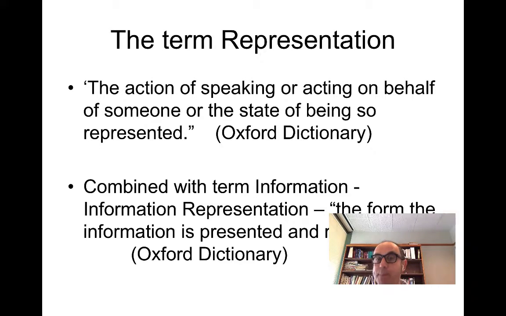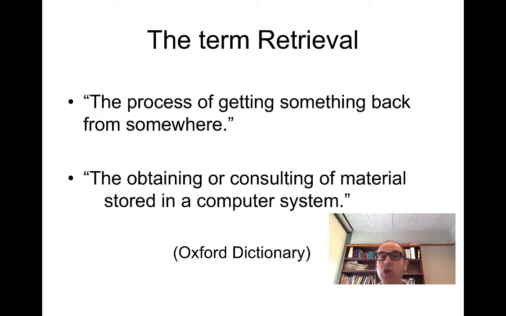The action of speaking or acting on behalf of someone, or the state of being, is to be representative. You read an article, you provide a summary; this is representation, your representation of the text. So the combination between the term information and the term representation is how we retrieve a document, and how it will be presented is part of the idea of information retrieval. The term information retrieval is the process of getting something back from somewhere.